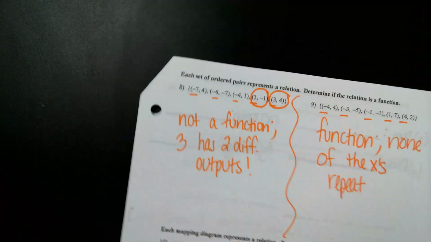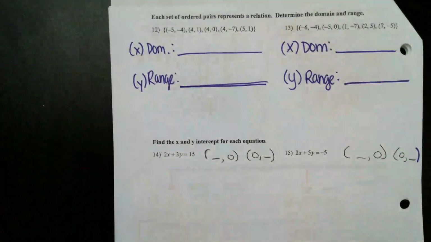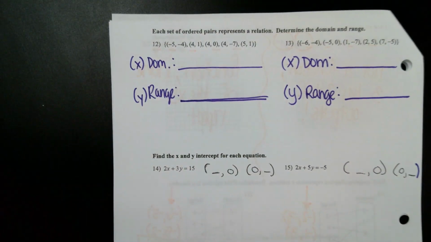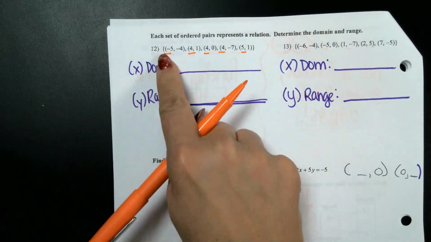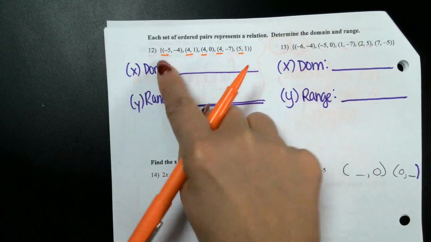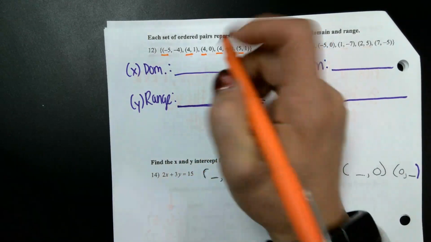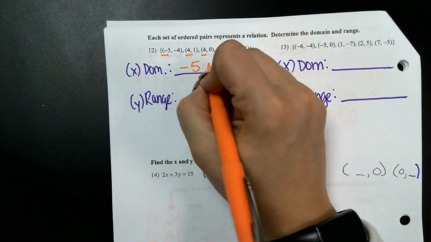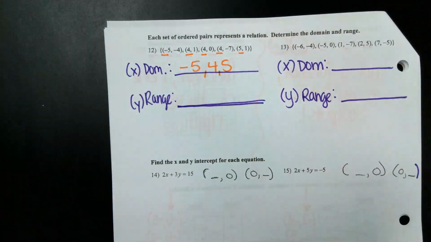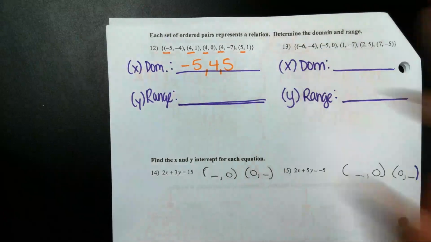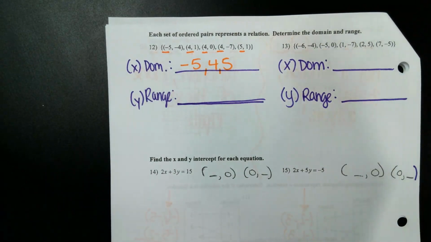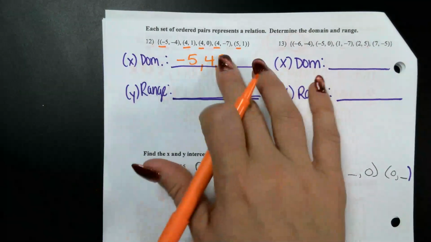All right, now we'll do some different stuff here on the next page. Number 12, they're asking for a domain and range. So for 12, when you guys list out your domain, there's only 3 different numbers. There's a -5, there's a 4, and there's a 5. You do not have to list the 4 3 times. When you make a list, we just want to know all the different possibilities. So there are your 3 possibilities.